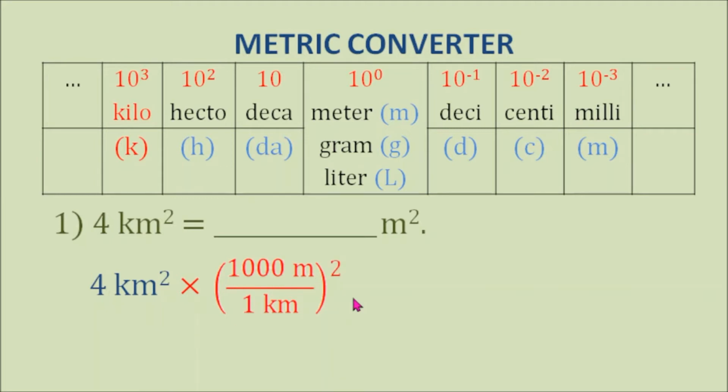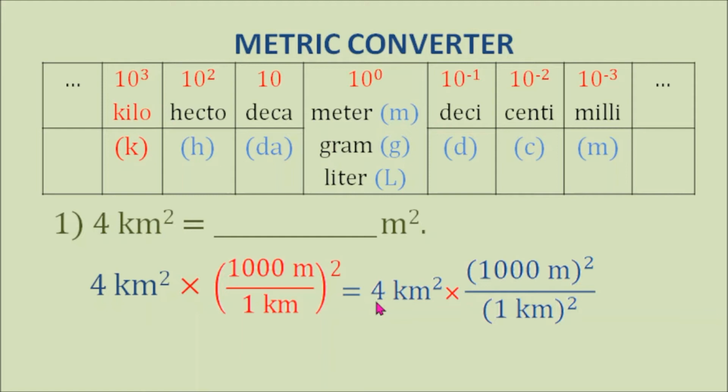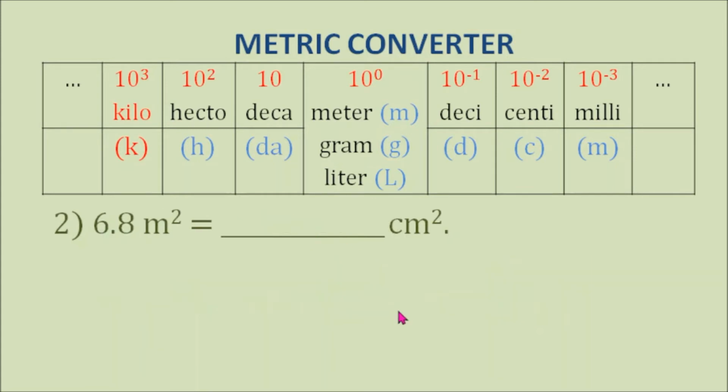Then we square this conversion ratio. So this exponent 2 is for both the numerator and the denominator. So that means we have 4 kilometers squared times 1000 meters squared over 1 kilometer squared. Now this kilometer squared cancels out, so that means 4 times 1000 meters squared. So squaring 1000 will give us 1 million, and it has 6 zeros. So our answer is 4 million.